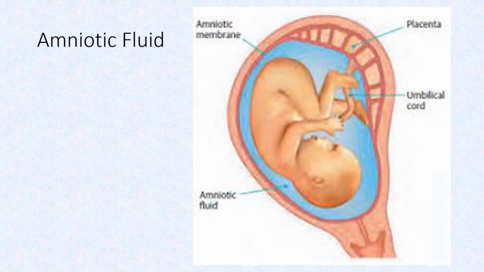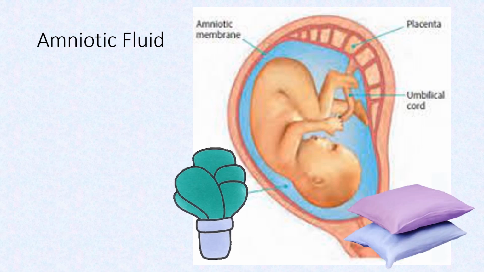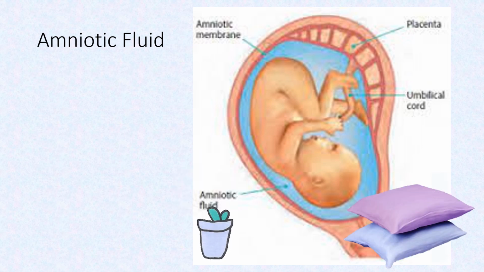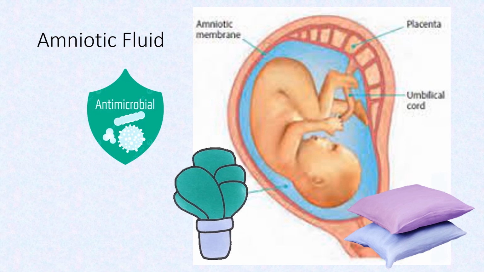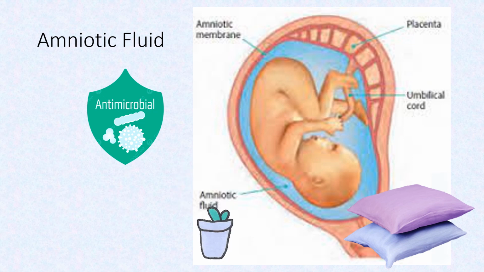Amniotic fluid is the yellowish liquid that surrounds the fetus during development and plays numerous important roles in fetal growth. First, amniotic fluid provides the fetus with room to grow. It also serves as a cushion between the fetus and the umbilical cord, as well as between the fetus and the uterine wall. Amniotic fluid also helps protect the fetus from infection because it has antimicrobial properties.